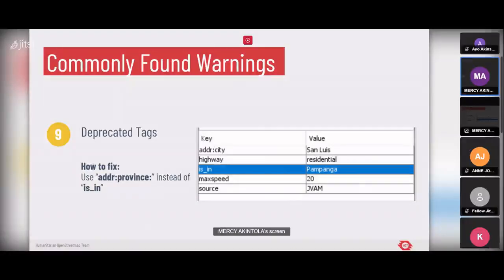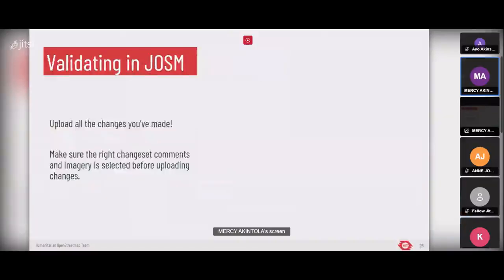So yeah, despite tag. These are tags that we can just add using how to fix it. Instead of is_in, you can just add the province. So I think that is more what they're talking about with the tags. So I will just do a quick demo to show all these errors and warnings we have encountered so far.